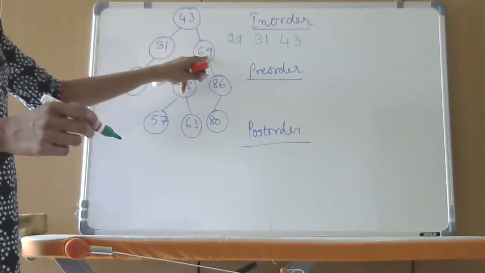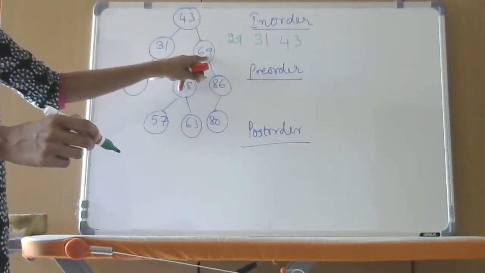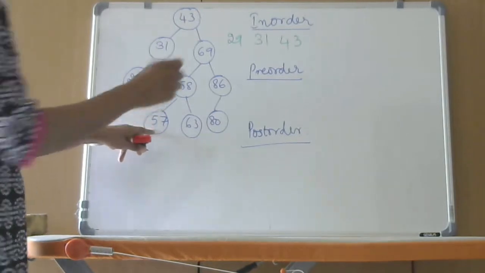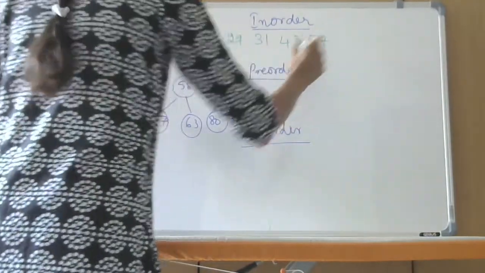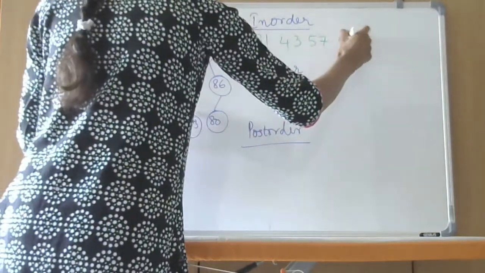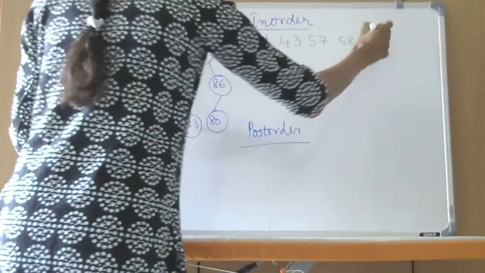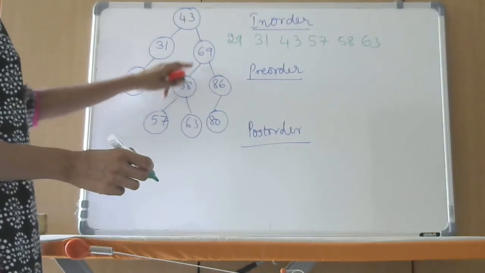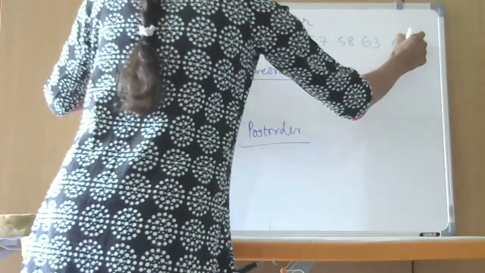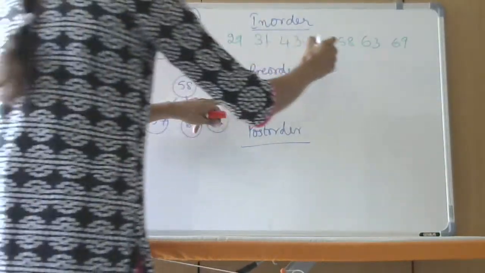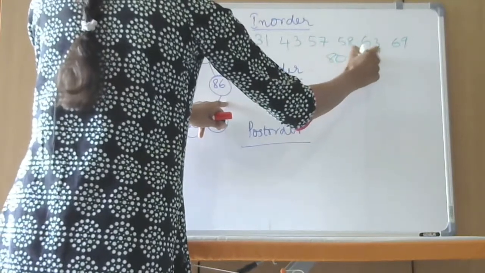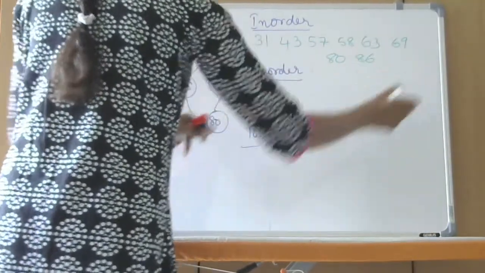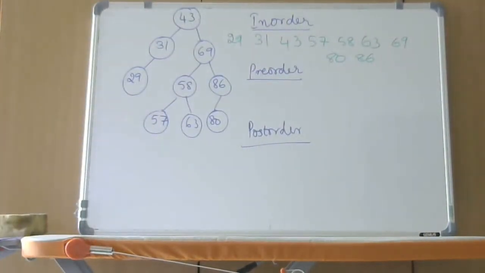Again here left, root, right I should follow. So this is 69, left, left. 57, left, root is 58, right, 63. Then left is over, root is 69. Again come here, left is 80. There is no right, root, there is no right. Okay, so 29, 31, 43, 57, 58, 63, 69, 80, 86.